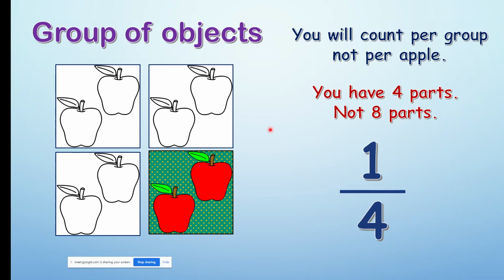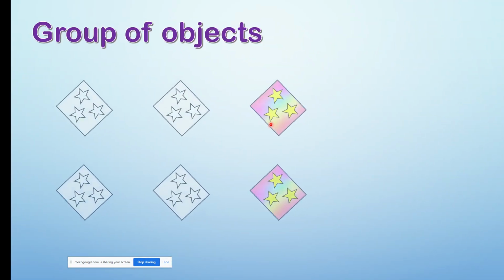You understand? Yes. This one will be 1/4. You will not count the apples anymore. You will count the groups. That will be the denominator. Let us have another example.